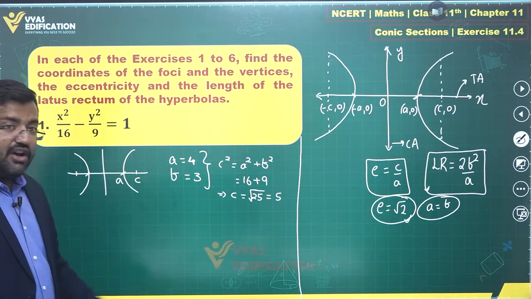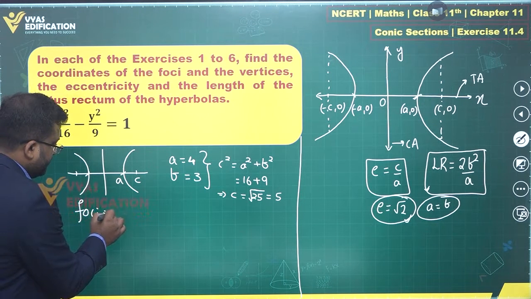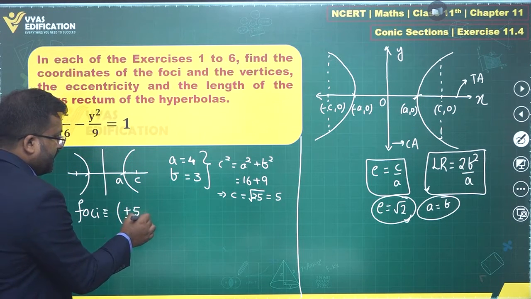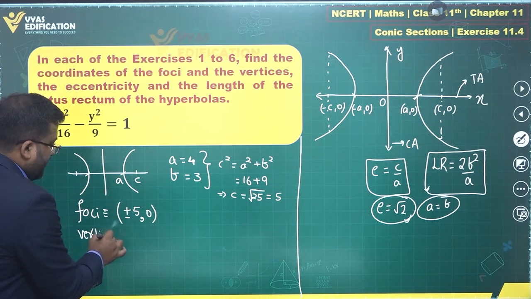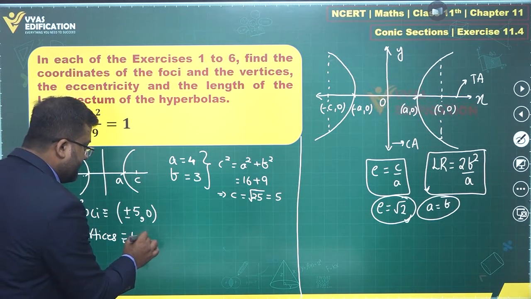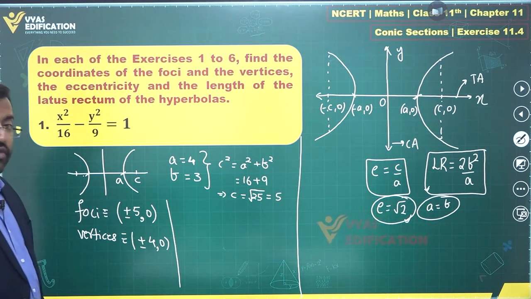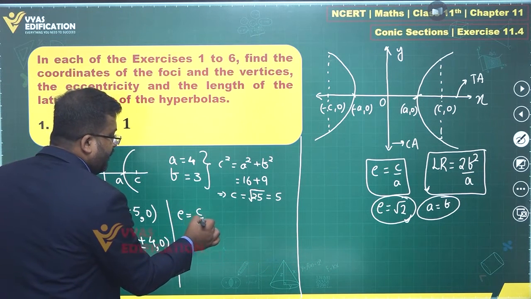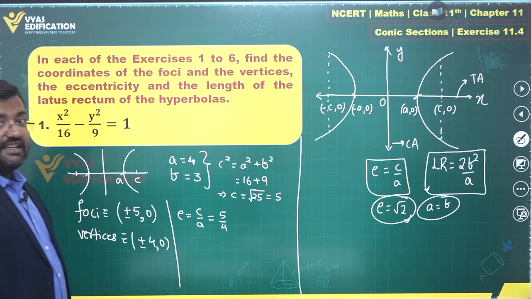The values of a and b are already given in the question, and now I can write the coordinates of foci. Foci will be c comma 0 or minus c comma 0, which is plus or minus c comma 0. These will be the coordinates of foci. What about vertices? Vertices will be a comma 0 or minus a comma 0. You can see plus or minus a comma 0. These will be the coordinates of foci and vertices, right? Eccentricity and length of latus rectum. Eccentricity is c upon a, which is 5 by 4. This is the eccentricity. That's the next thing.